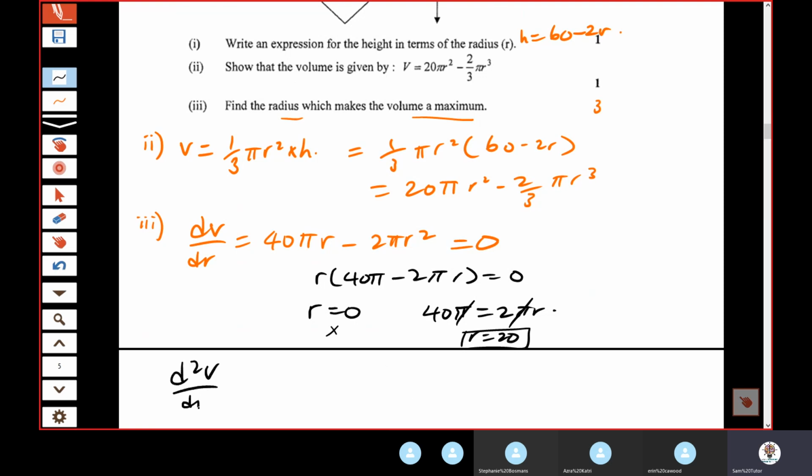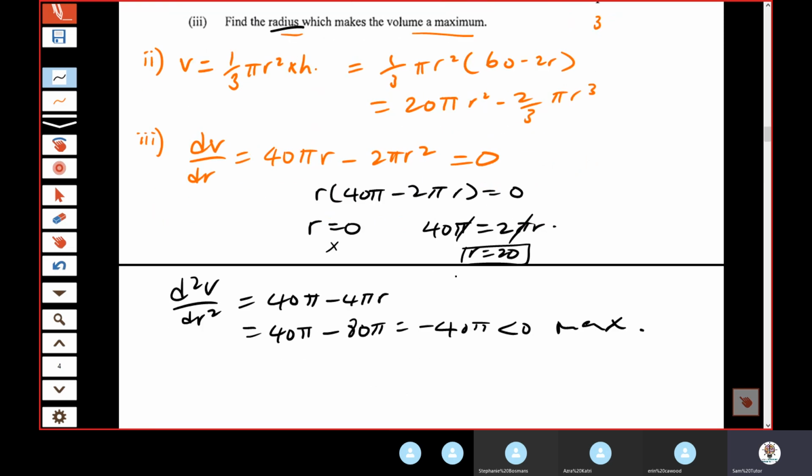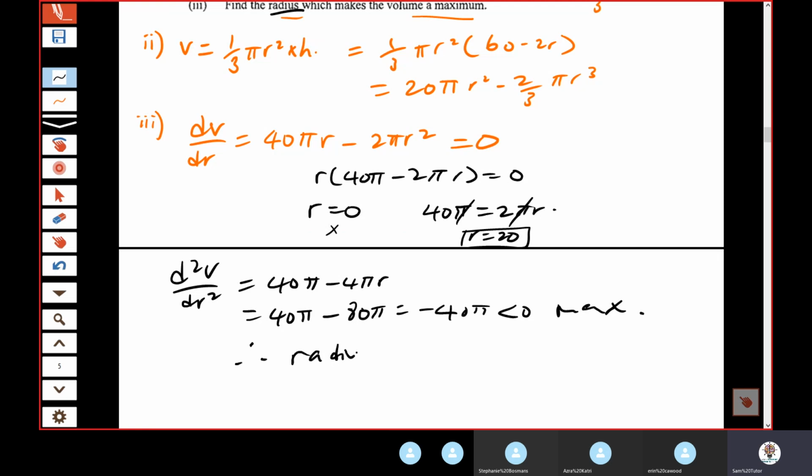d squared V on dr squared equals 40 pi minus 4 pi r. So your second derivative equals 40 pi minus 80 pi, which equals negative 40 pi, less than 0, max. Reread the question, so stop, reread. It says find the radius which makes the volume maximum. Therefore, radius at max volume equals 20. Because sometimes they say find the maximum volume, so you have to say therefore max volume is, which means you will sub in your radius.